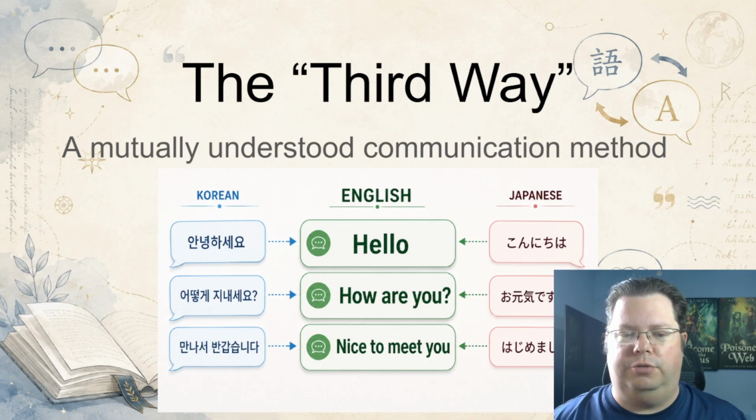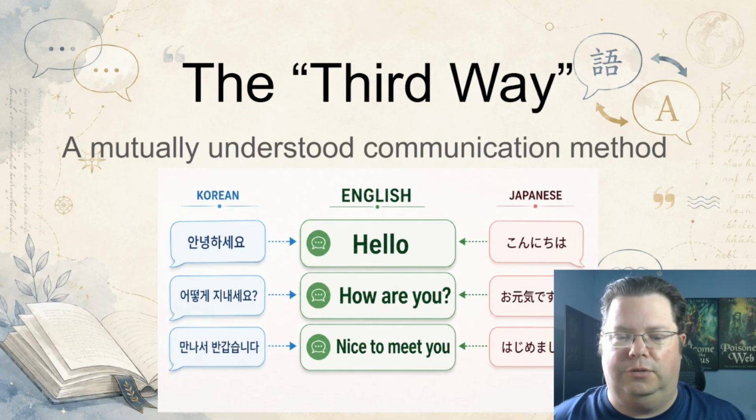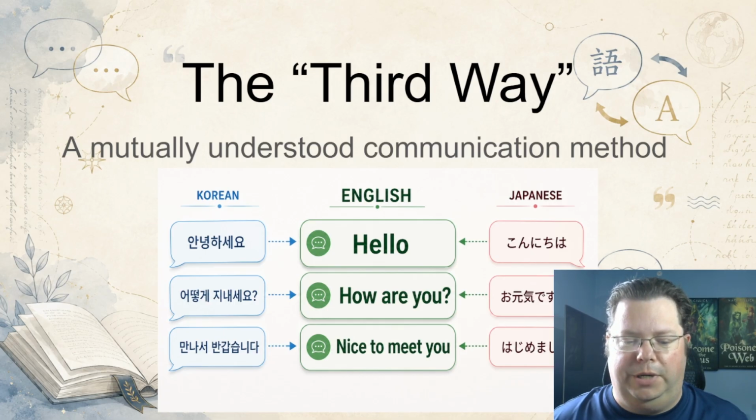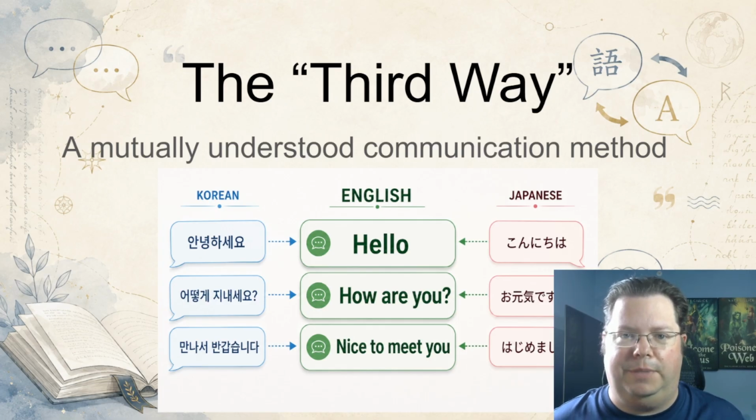Up next, this one happens in reality all of the time, which is the third way: finding a mutually understood communication method. When I studied abroad in Japan, I met Korean exchange students who knew Korean but not Japanese, and Japanese students who didn't know Korean, but people from both countries learned English. So English became the language of understanding between the Korean and the Japanese students, where neither of them spoke the other's language, but because they both had learned English, they used English to communicate with each other.